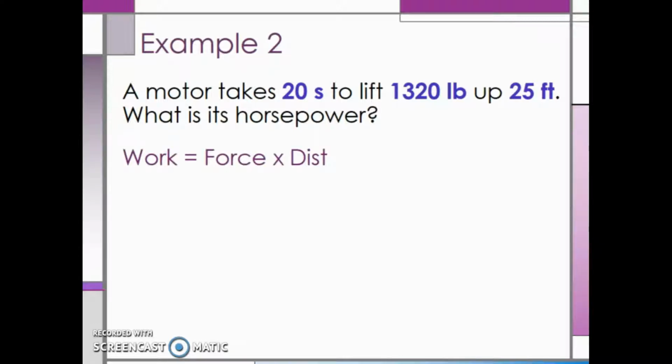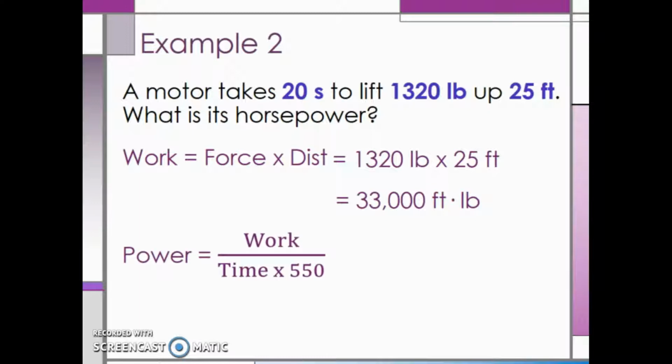Work is equal to force multiplied by the distance. Our force is the weight force of 1,320 pounds, and the distance is 25 feet. Therefore, the amount of work is 33,000 foot-pounds. Now that we know the work, we can find the power by taking the work divided by the quantity time multiplied by 550. The work is 33,000 foot-pounds, and in the denominator we have 20 seconds multiplied by 550.